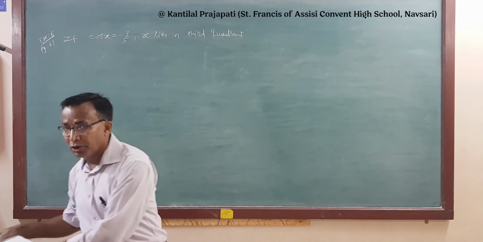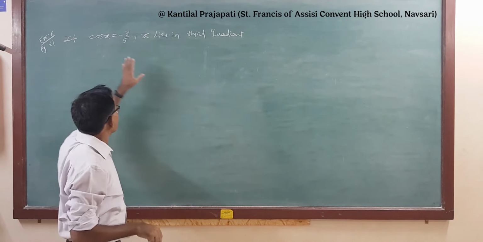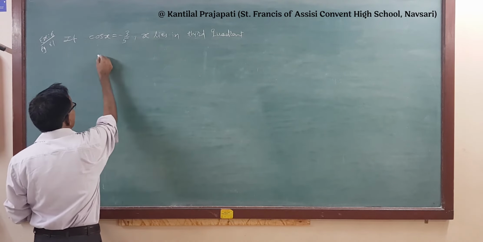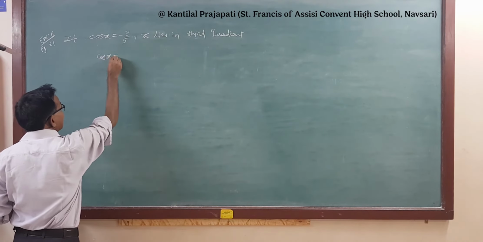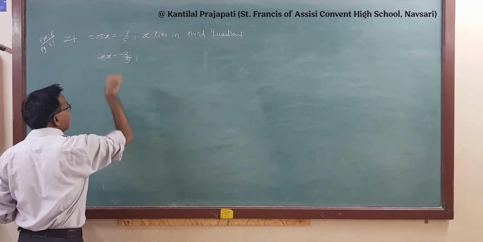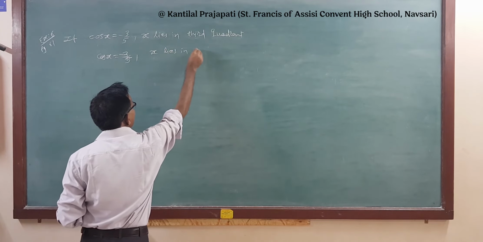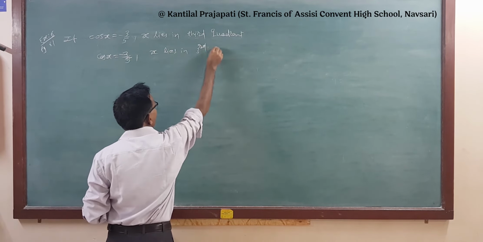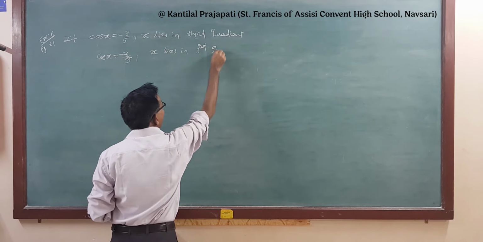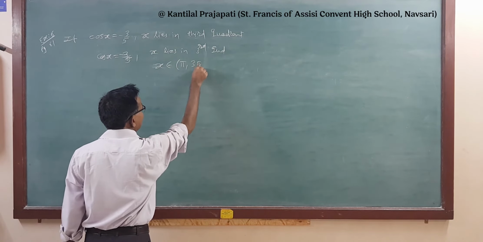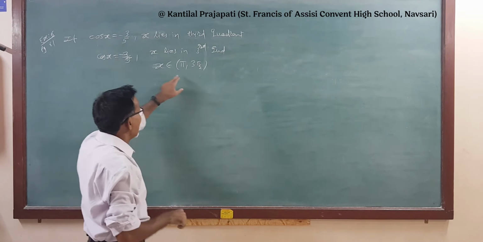That is, you have to find the value of sec x, tan x, cot x, sin x and cosec x. So see here, cos x is given as minus 3 by 5. The second condition is given: x lies in the third quadrant. This is also written as x belongs to what? The third quadrant is between pi and 3 pi by 2. x lies between pi and 3 pi by 2, third quadrant.